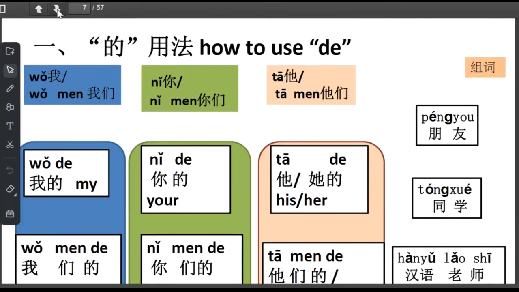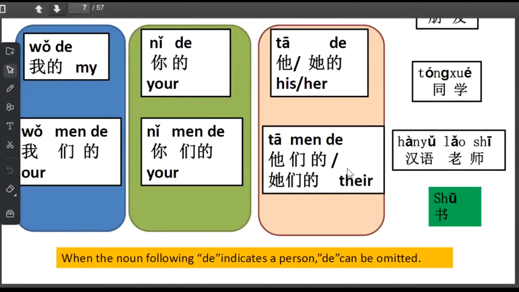Are you clear? If not, please look at here. How to use the 的. Right? 我, 我们. So the position is 我的, 我们的. 你, 你们. 你的, 你们的. 他, 他们. 他的, 他们的. Right? Okay.